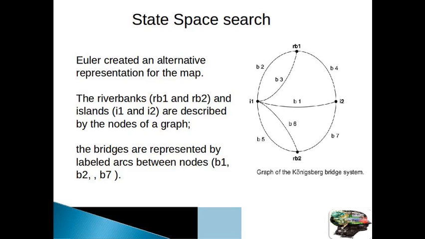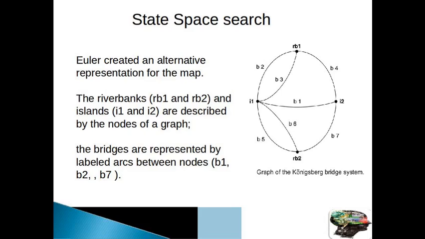So each of these nodes, see for example, island 1 is having 5 R's connected. Similarly, island 2 is connected with 3 R's. River bank 1 is connected with 3 R's. River bank 2 is connected with 3 R's. And the number of R's in a node is called its degree.